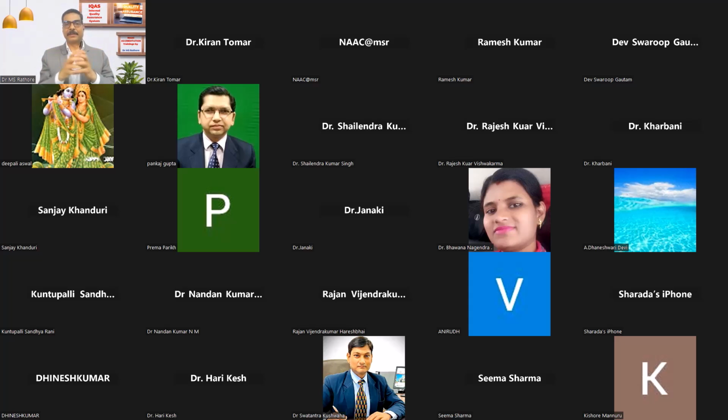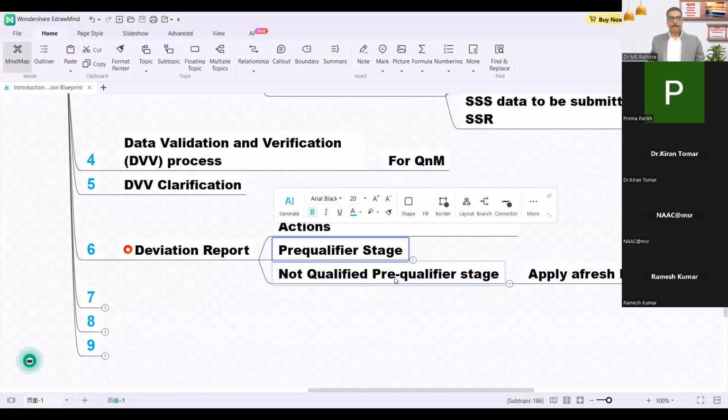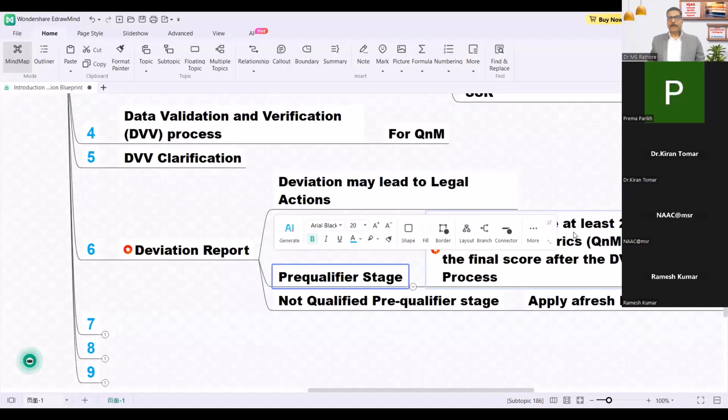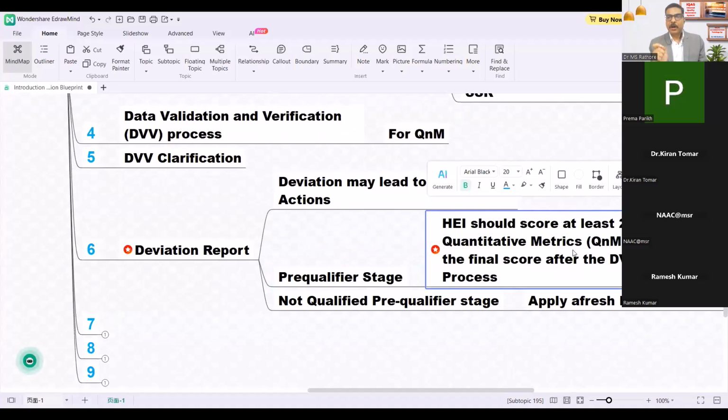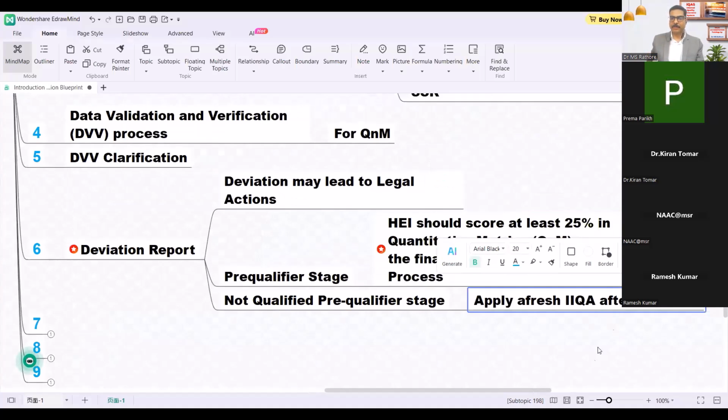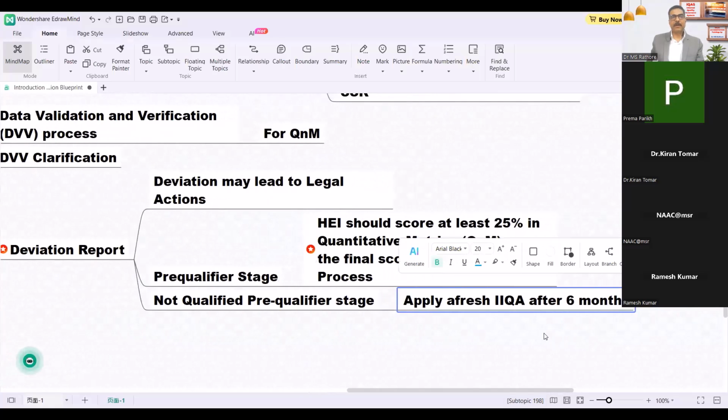pre-qualifier status. NAAC would be asking, the pre-qualifier state would be qualified once the institution is able to secure 25% of the marks of the quantitative matrix. If the institution is securing less than that, then you would not be able to move to the next. And if you are not qualified, then you have to apply afresh after 6 months of the IIQA acceptance. So you have to fill the IIQA again. Again the 25,000 rupees fee is there, and you have to pay that.